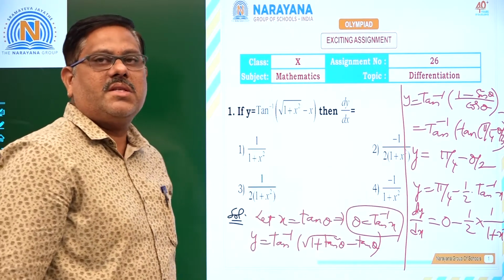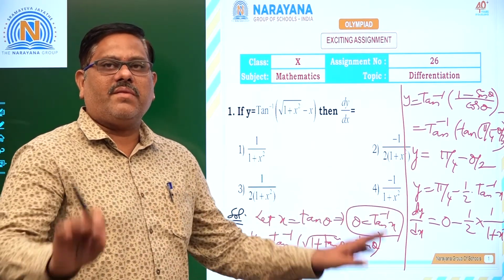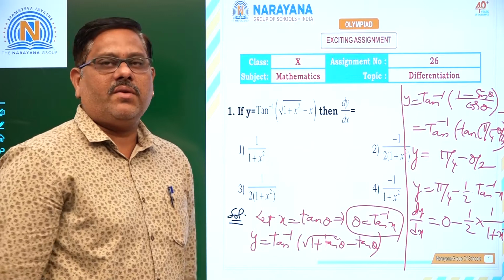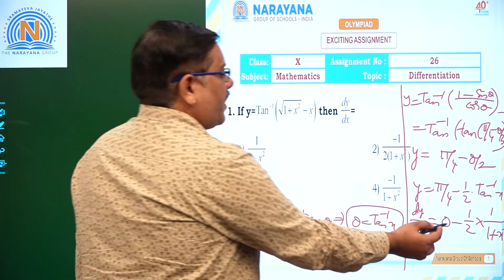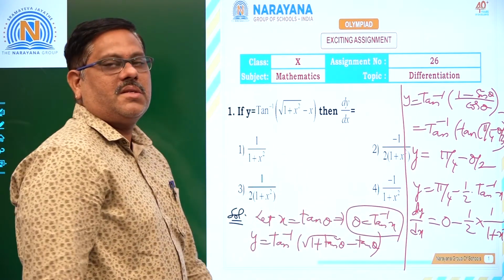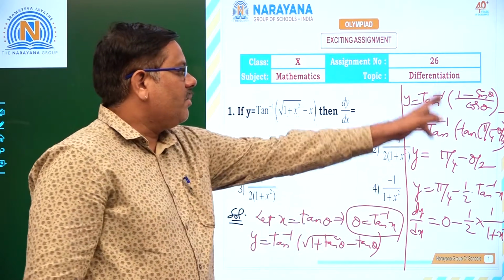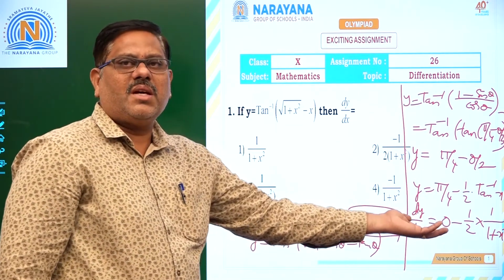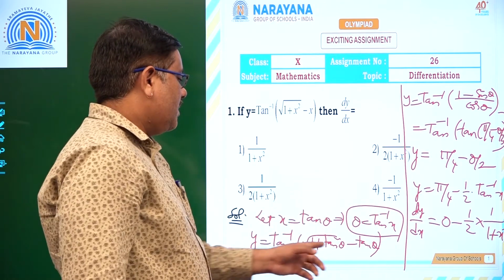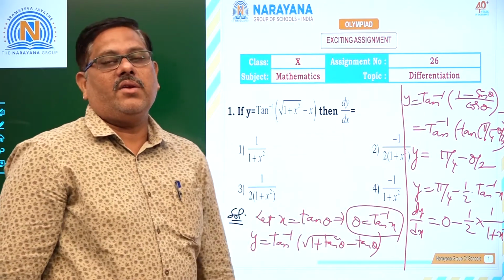The derivative of tan inverse x is 1 by 1 plus x square. No chain rule is required here. Straight away we can write the derivative of tan inverse x. So the answer becomes minus 1 by 2 times of 1 plus x square. So once the function is simplified, the derivative is a very simple task here. So this is the part where trigonometry is very useful.